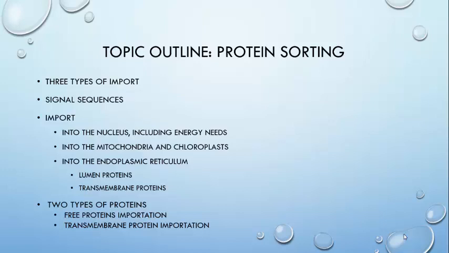In this section, we are going to talk about how proteins are imported into the organelles. We're going to talk about how signal sequences can direct protein distribution. Next, we are going to talk about how proteins are imported into the nucleus, the mitochondria, the chloroplast, and the ER. And lastly, we are going to talk about transmembrane proteins and how they get to the plasma membrane.